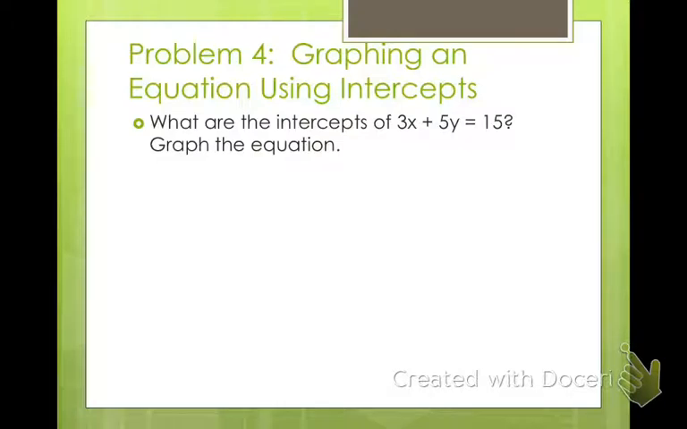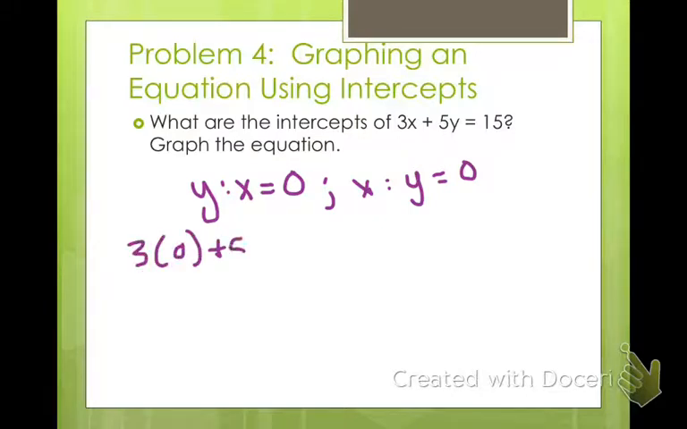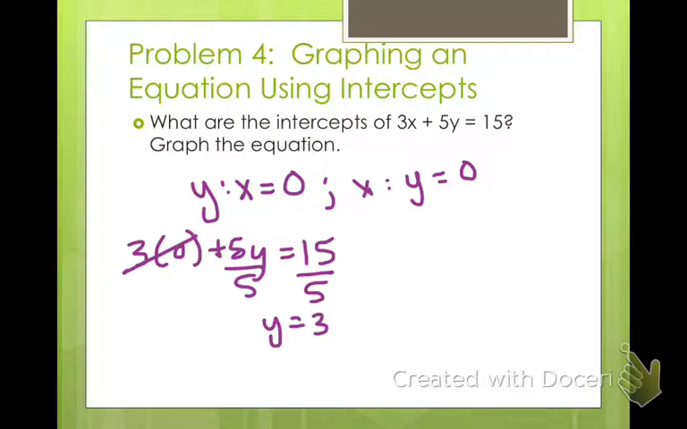Okay, so for this one, if I wanted to graph this and I didn't want to put it in slope-intercept form, I could just substitute in and find out where it crosses the x and y axis. So to find where it crosses y, I would make x be 0, and to find where it crosses x, I would make y be 0. So let's find y first. 3 times 0 plus 5y equals 15. That's going to cancel. Just divide by 5. Y equals 3.